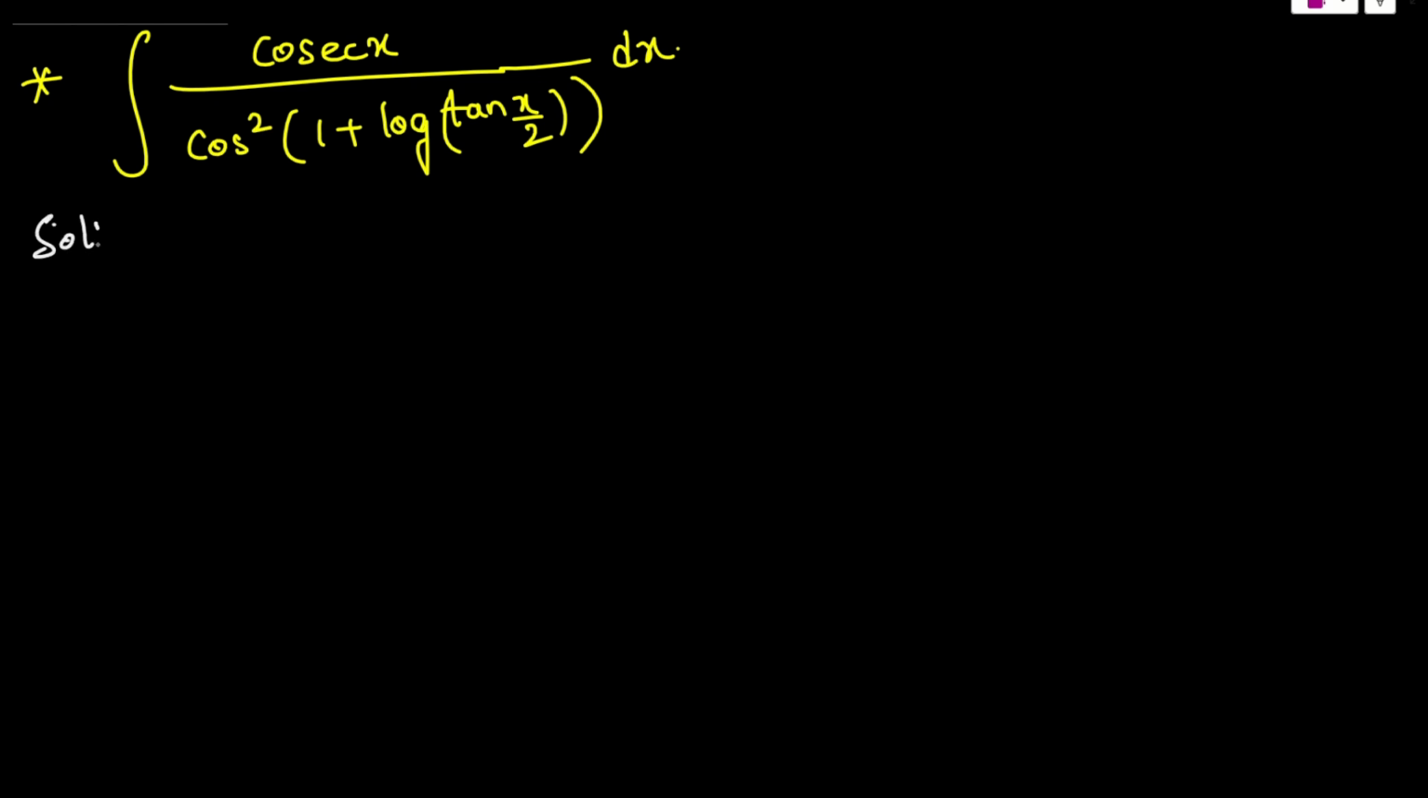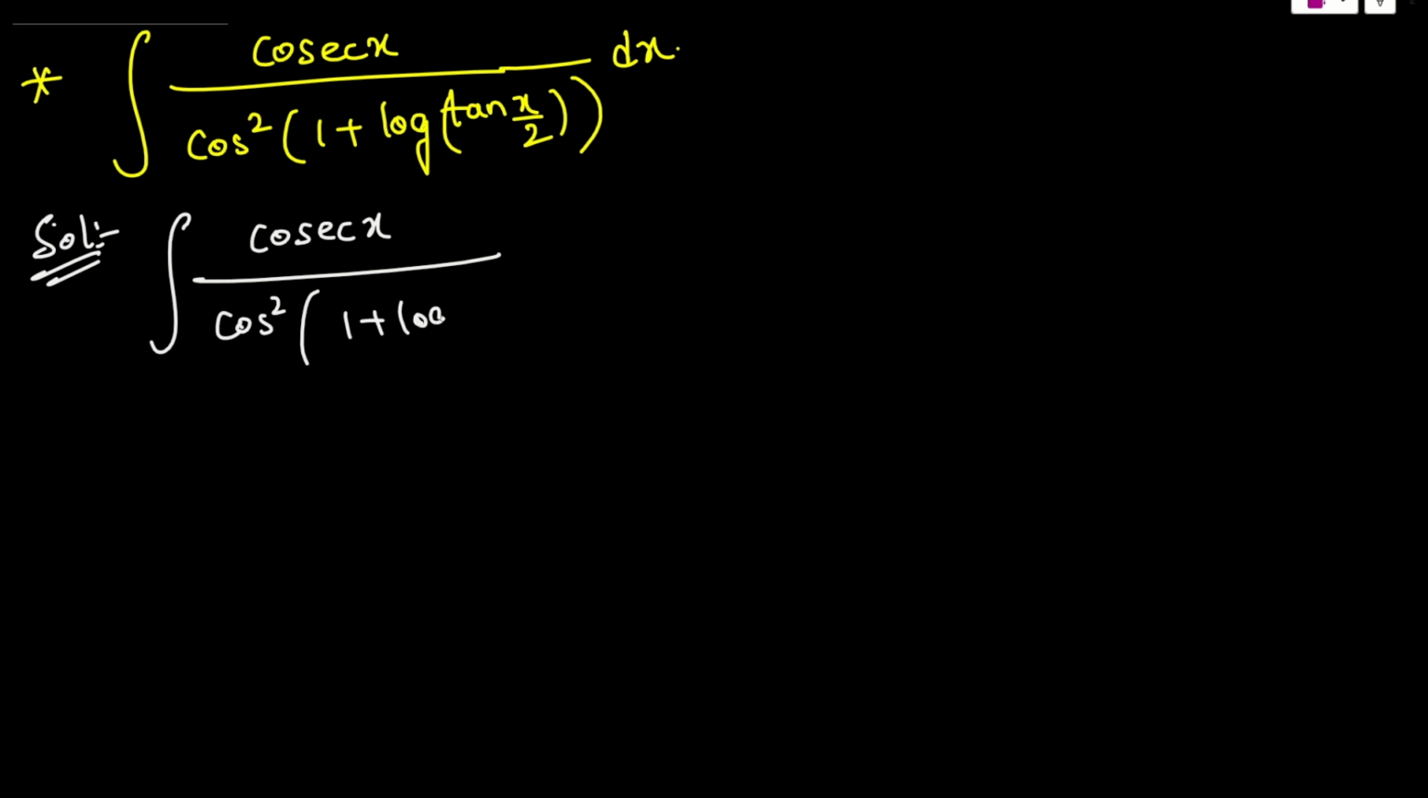What was the question given here? We need to find the integration of cosecant x by cos square of (1 plus log of tan x by 2), the whole thing into dx. So directly we are not able to solve.